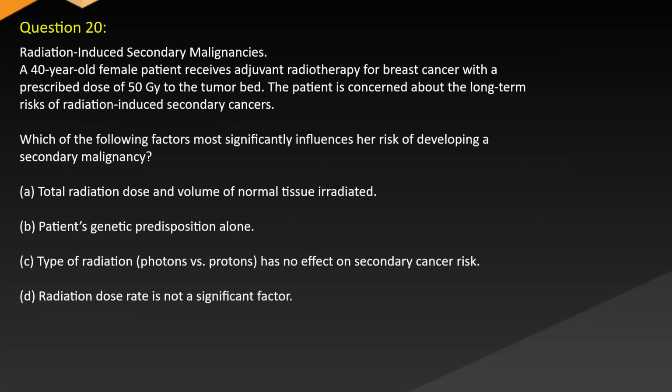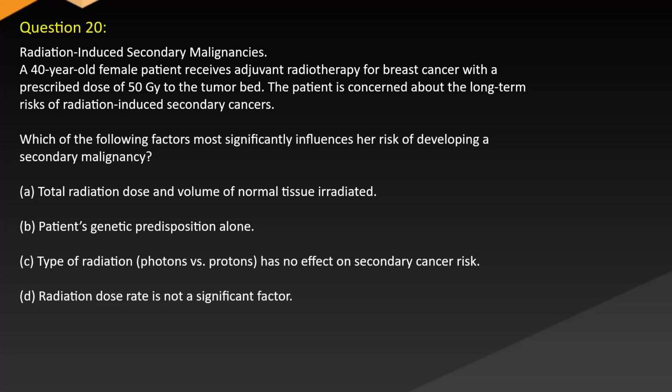Question 20. Radiation-induced secondary malignancies. A 40-year-old female patient receives adjuvant radiotherapy for breast cancer with a prescribed dose of 50 Gy to the tumor bed. The patient is concerned about the long-term risks of radiation-induced secondary cancers. Which of the following factors most significantly influences her risk of developing a secondary malignancy?